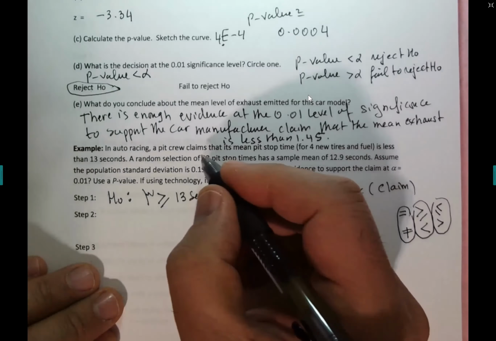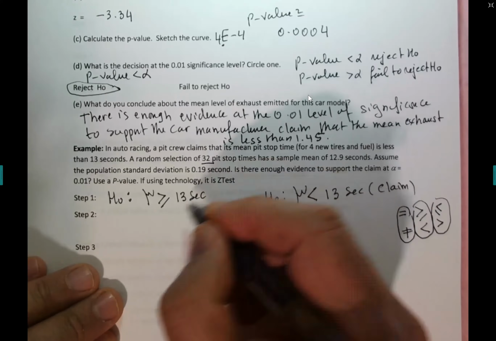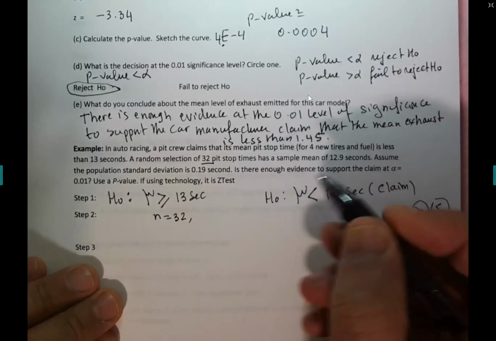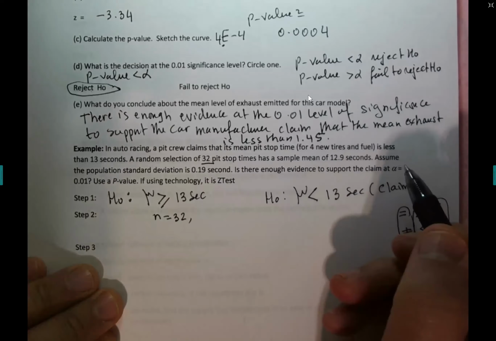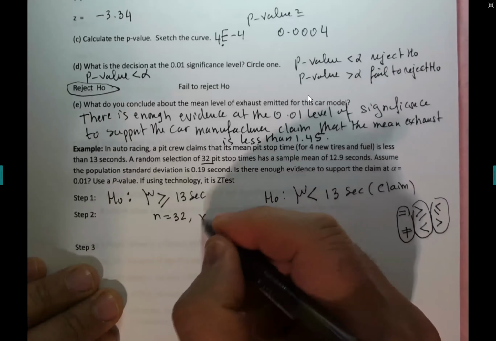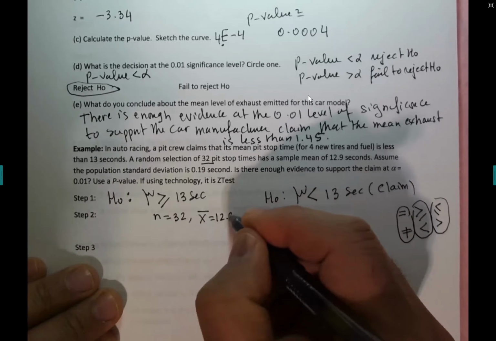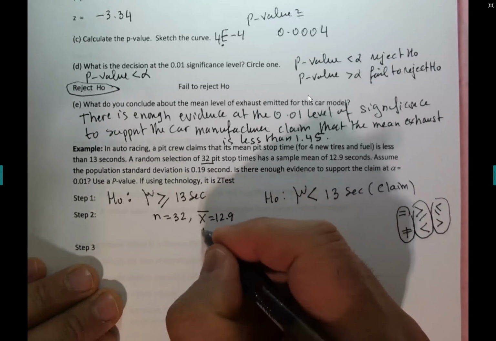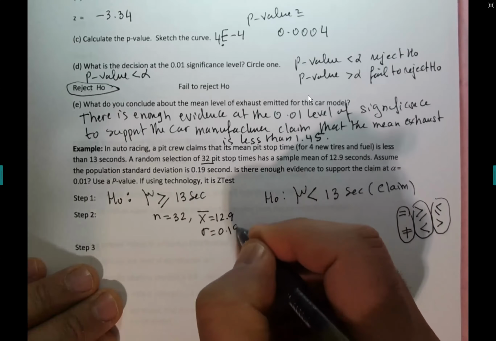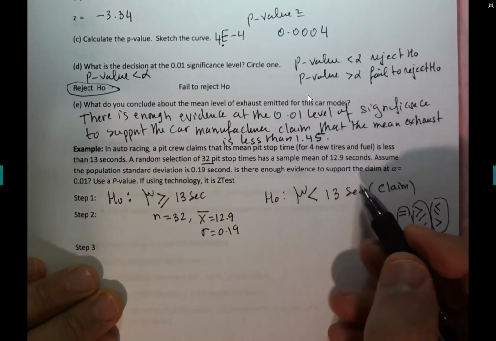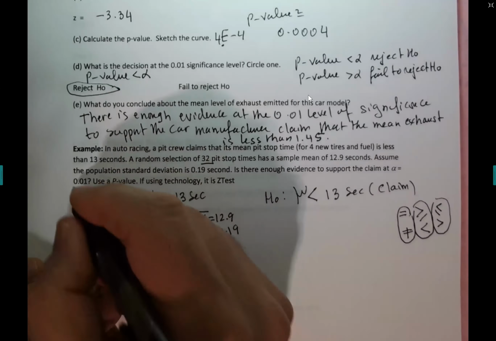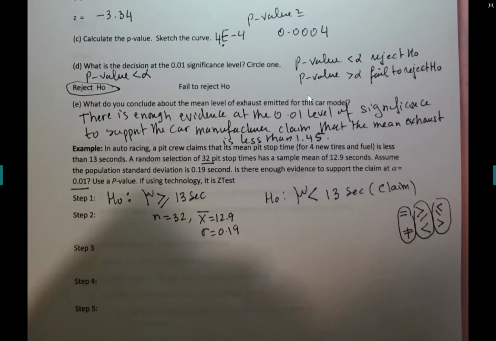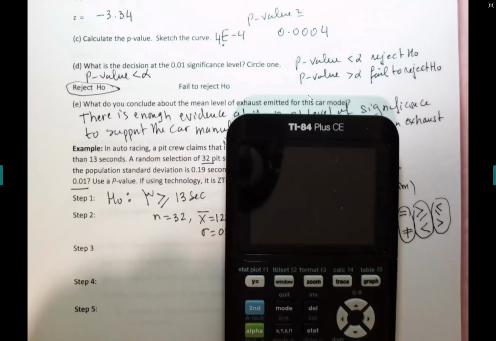All right. A random sample of 32, so you guys agree with me that n is 32, has a sample mean of 12.9 seconds. So X bar is 12.9 seconds. Assume that the population standard deviation is 0.19, which is sigma. Is there enough evidence to support the claim at alpha equals 0.01? He gives us alpha is 0.01. Let's do it, guys. Same thing as we did in the previous exercise.